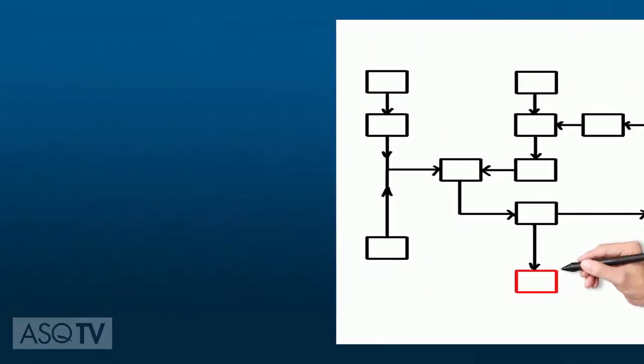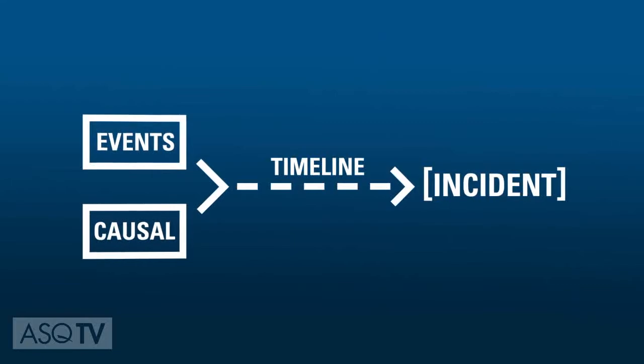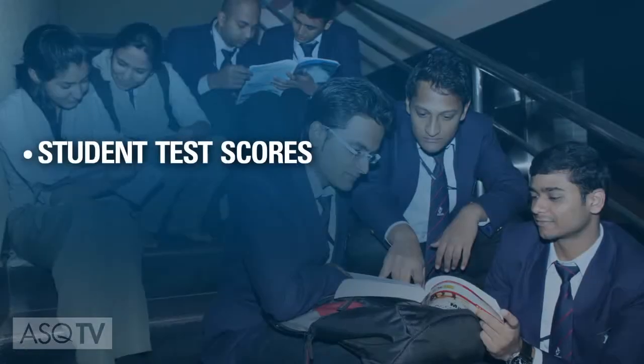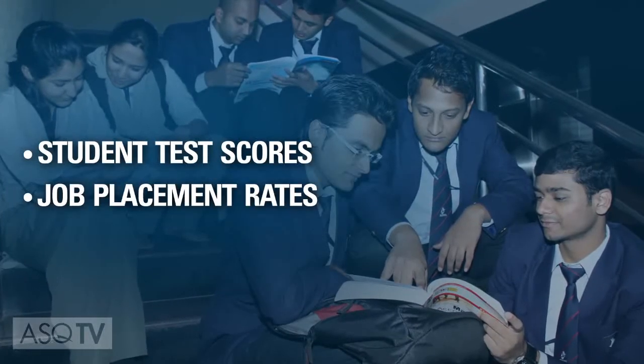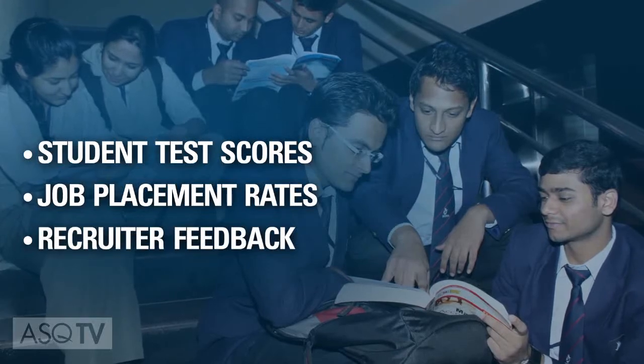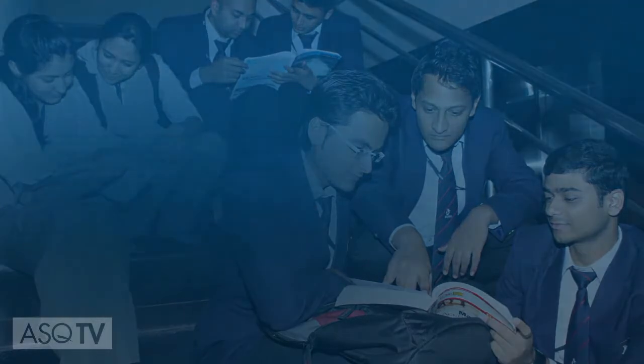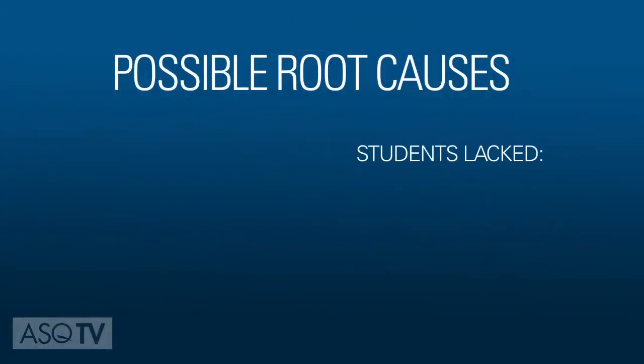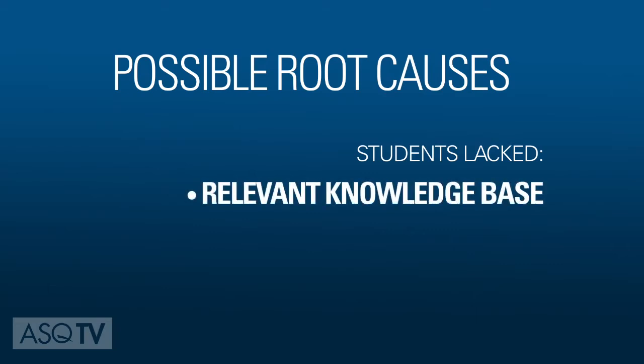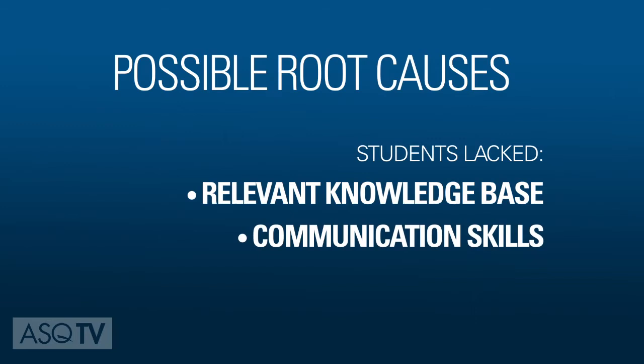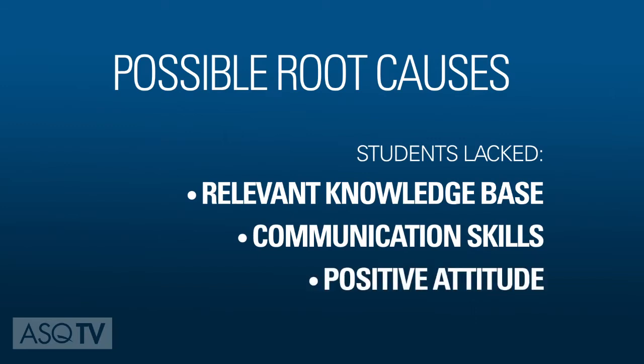Using quality tools such as process maps and cause and effect diagrams, the team examined student test scores, job placement rates, and recruiter feedback to arrive at several root causes. The team found that more than half of the Institute's students lacked a relevant knowledge base for the jobs they were applying for. Many also lacked communication skills or had a poor attitude when interviewing. These issues were all in the Institute's control.